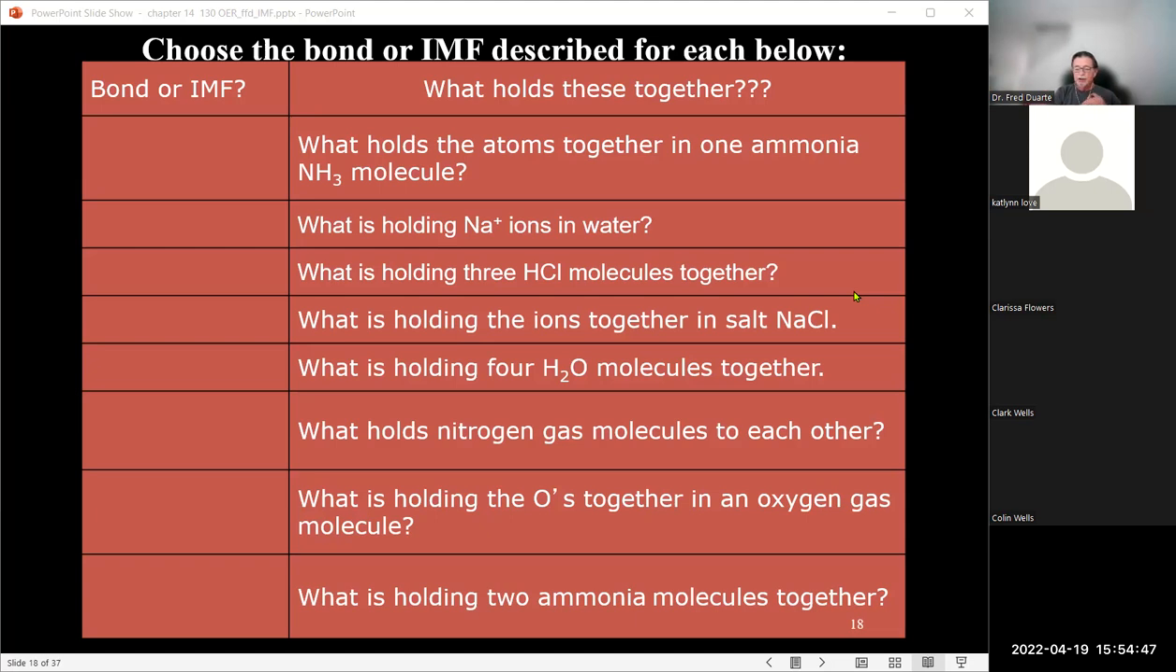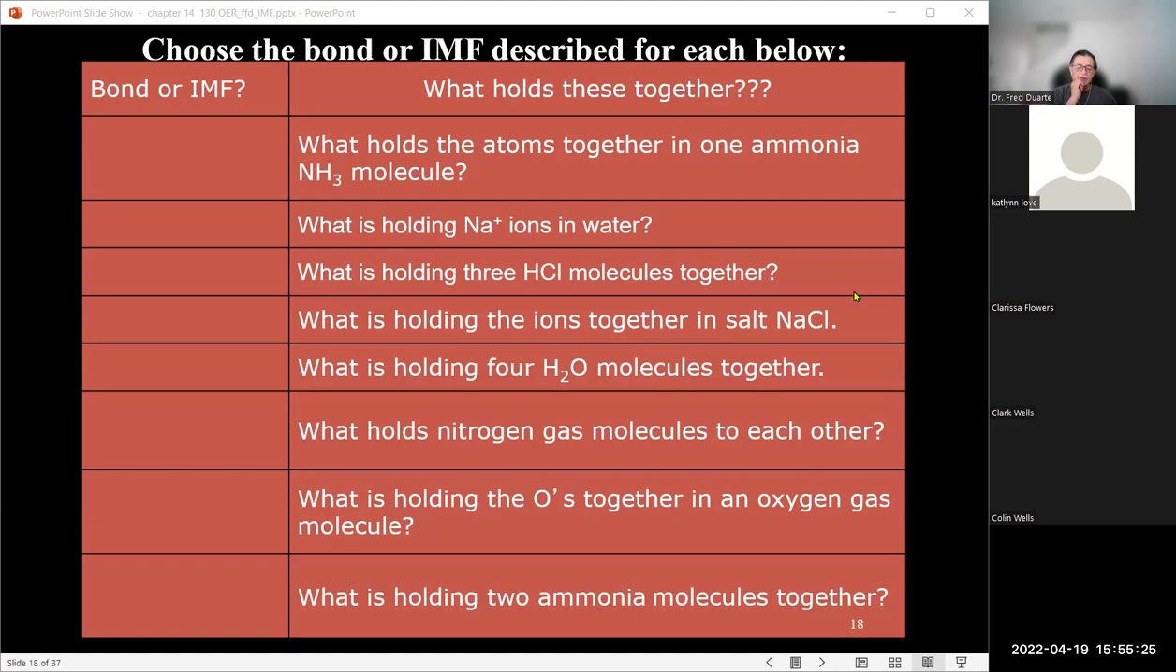Okay? And that's going to distinguish between the type of bond it is versus the type of IMF. Now, if we determine that the question is asking about IMF, then we have to determine what's its polarity? Is it a polar compound? Because that's going to tell us what IMF, either being London forces, dipole-dipole, or hydrogen bridging, or ion-dipole.